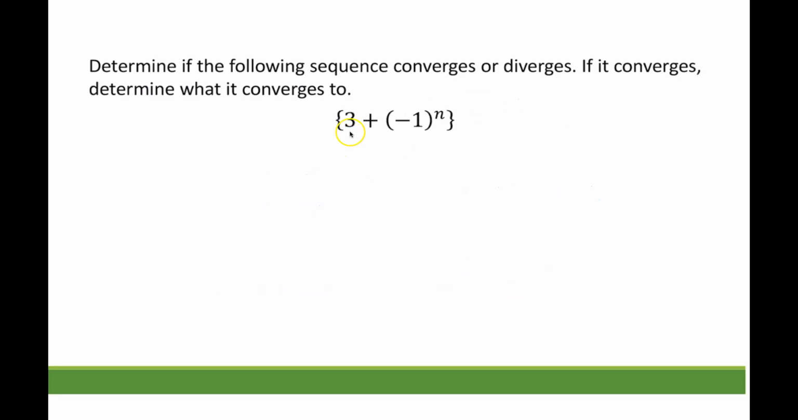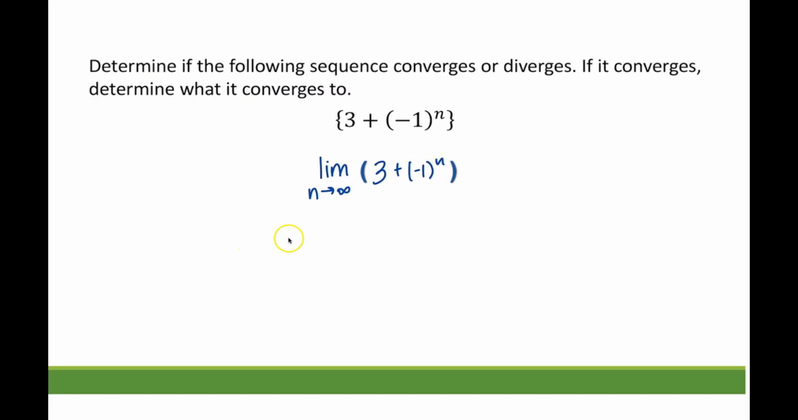This sequence is interesting. We have a general term 3 plus the quantity -1 to the n. So if we think about what's happening as n approaches infinity here, we have 3 plus -1 to the n. So the 3 doesn't have n in it. And here, as n approaches infinity, I'm going to substitute in values starting at 1. So 1, 2, 3, 4, 5. And so this is just going to keep bouncing back and forth between +1 and -1.